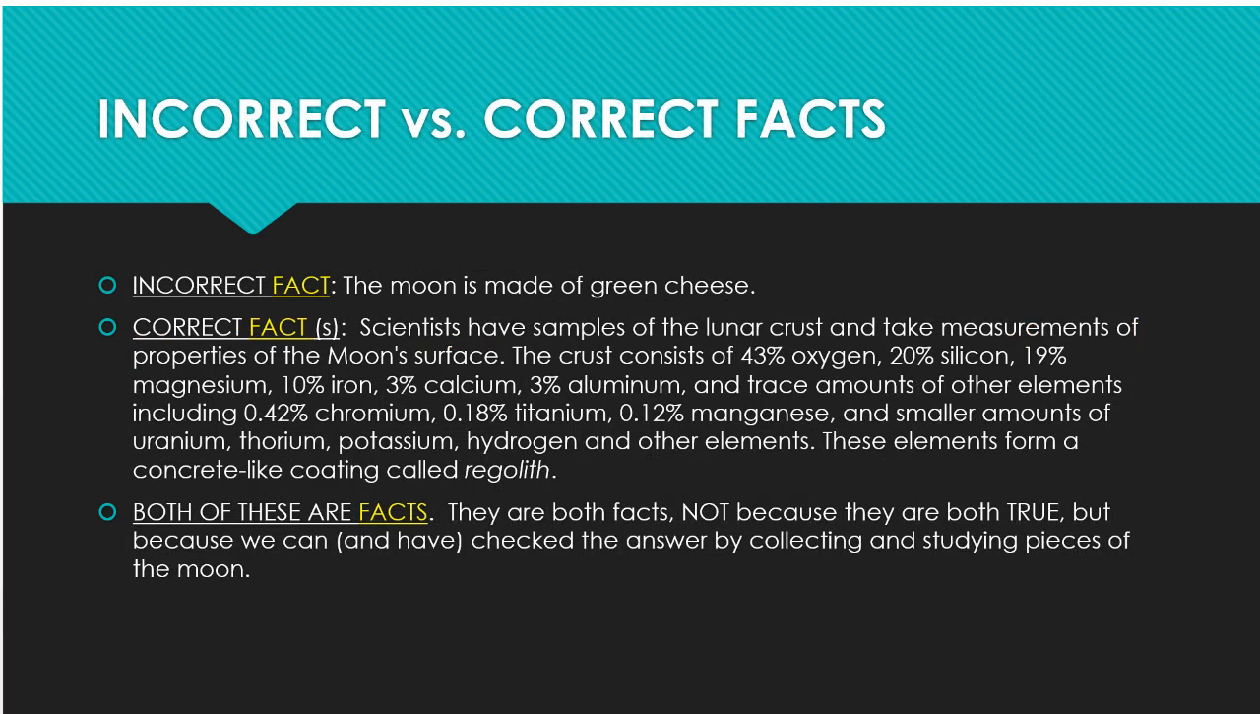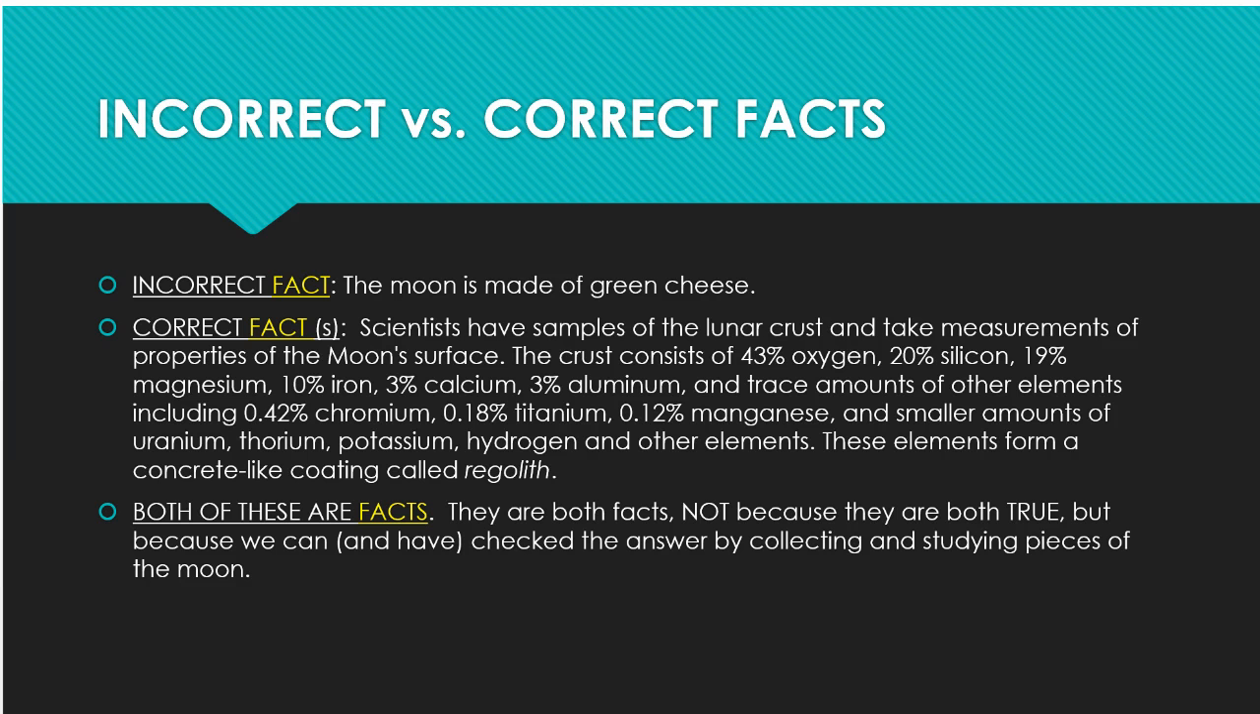Let's take a look at some correct versus incorrect facts. Here's an incorrect fact. The moon is made of green cheese. Okay, it's a fact. Whether it's right or wrong, it's a fact because we've checked. A correct fact is that scientists have samples of the lunar crust and take measurements of properties of the moon's surface. The crust consists of 43% oxygen, 20% silicon, 19% magnesium, 10% iron, 3% calcium, 3% aluminum, and trace amounts of other elements including 0.42% chromium, titanium, manganese, and small amounts of uranium, thorium, potassium, hydrogen, and other elements. That's not cheese. It's the moon, okay?